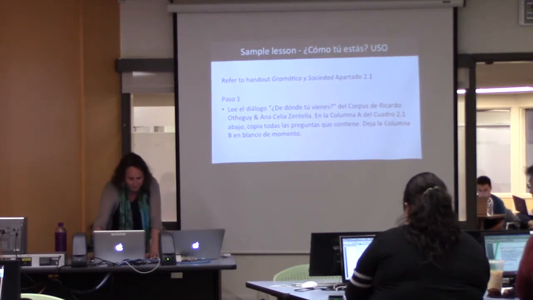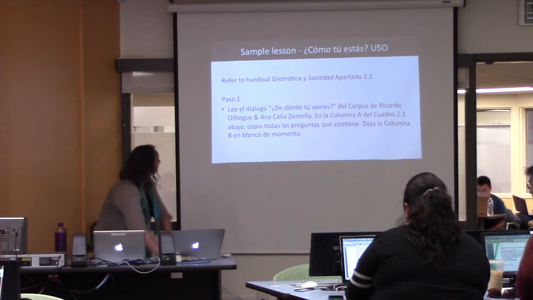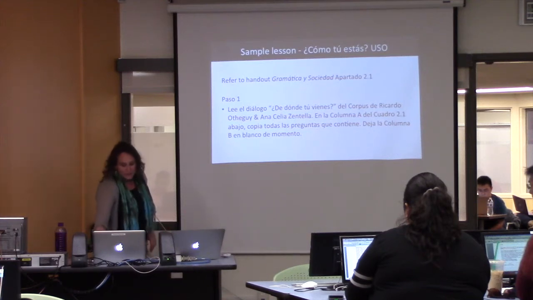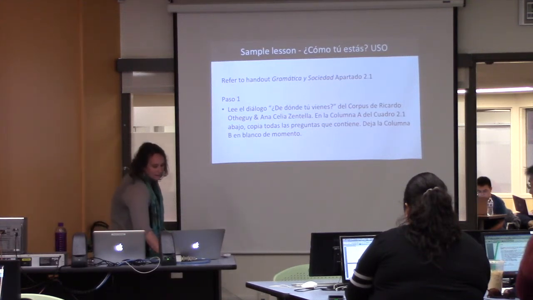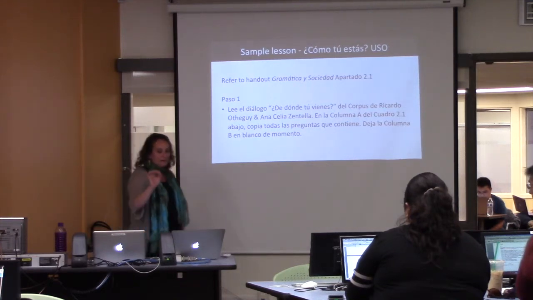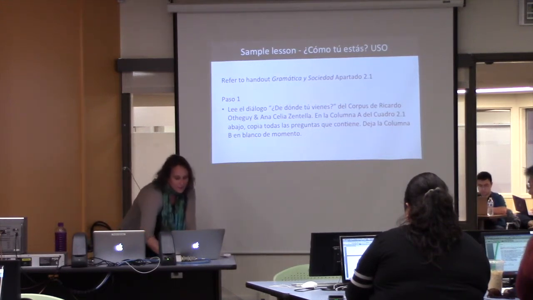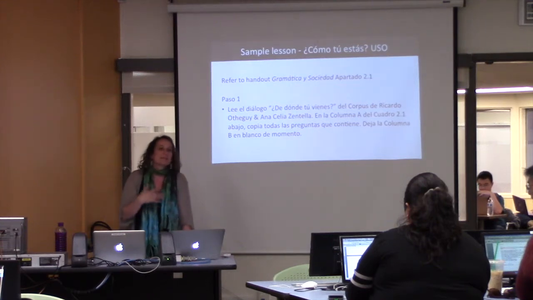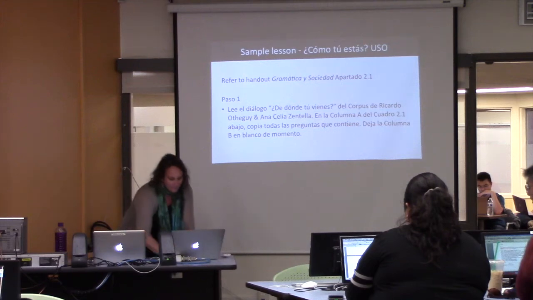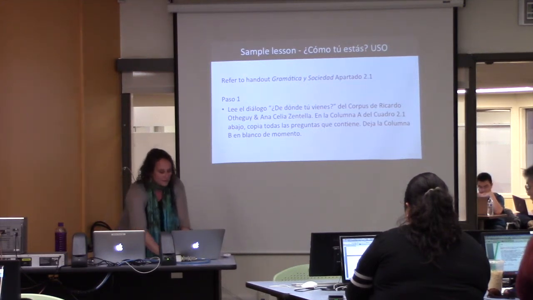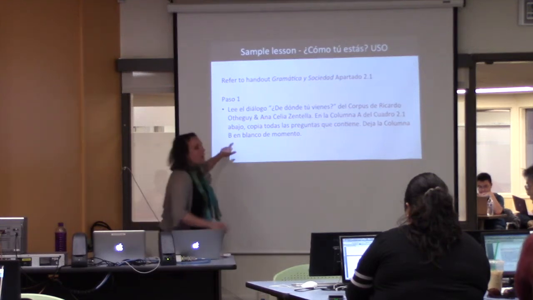Okay, so they read this dialogue, de dónde tú vienes, you can see it there on your handout. And then they're asked to fill out the column A, you see in the table 2.1? They're asked to copy and paste every single question from the dialogue into column A. That's the first step, okay? And remember that everyone in this class can understand this dialogue. So this is easy for them. This is super easy.